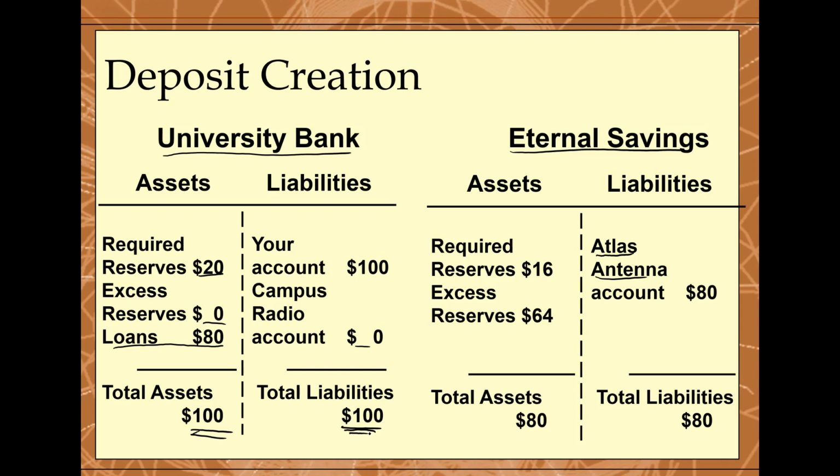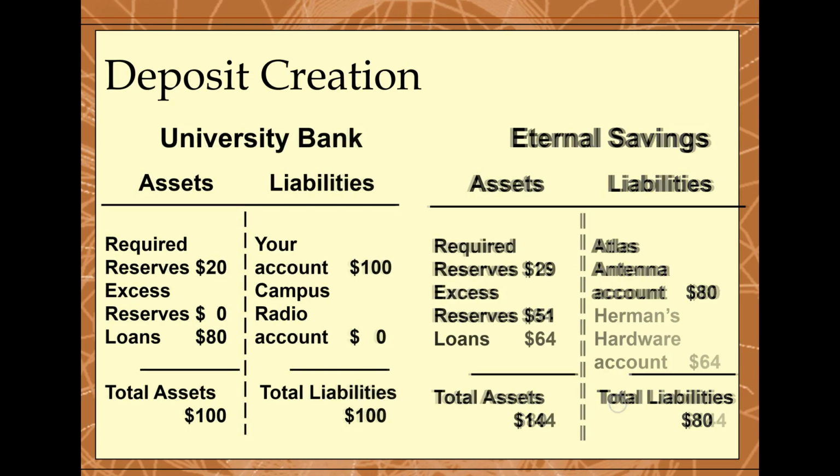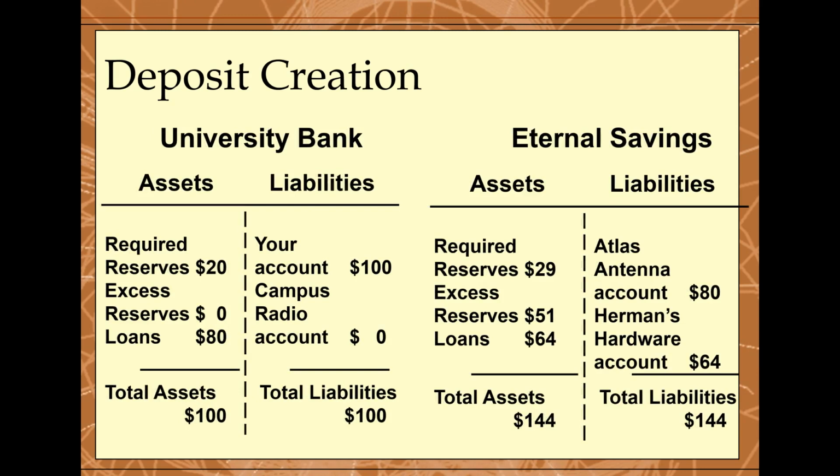But that $80 was deposited in Eternal Savings. Now they have deposits of $80. Now 20% has to be kept in the form of reserves. 20% of 80 is 16. Now Eternal Savings can loan out $64. Let's say they loan it out to, let's say, Herman's Hardware Service.